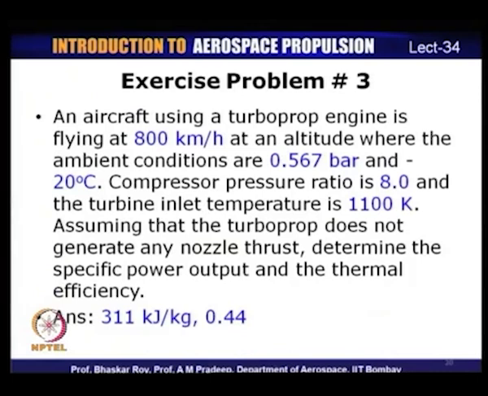The third exercise problem is of a turboprop engine. An aircraft using a turboprop engine is flying at 800 kilometers per hour at an altitude where ambient conditions are 0.567 bar and 20 degrees Celsius. Compressor pressure ratio is 8, turbine inlet temperature is 1100 Kelvin. Assuming that turboprop does not generate any nozzle thrust, determine the specific power output and the thermal efficiency. So, here the power output comes out to be 311 kilojoules per kilogram, thermal efficiency is 0.44.